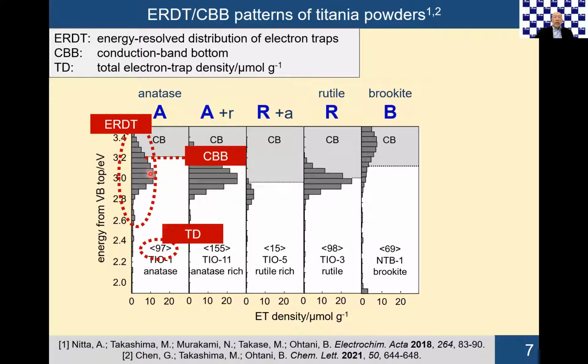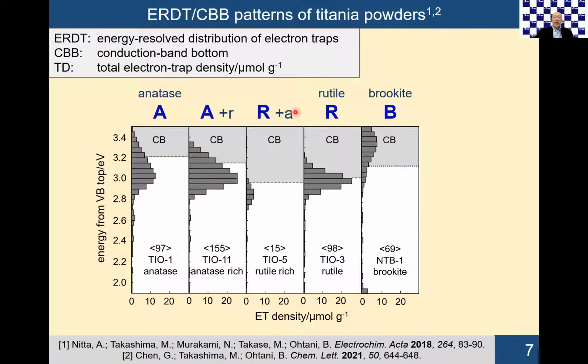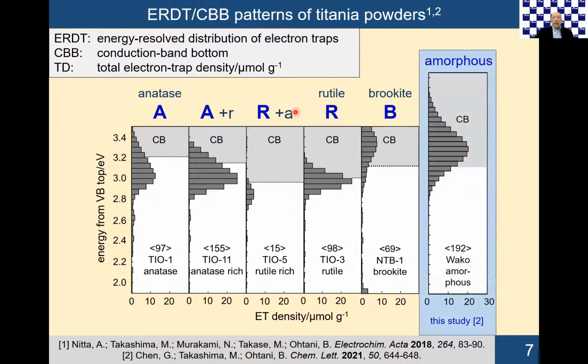The ERDT pattern, the CBB and the total density depend strongly on each sample, but it seems that the ERDT and the CBB position depend on the bulk crystalline structure. The important point is the amorphous. Previously we obtained a commercial amorphous titania, and this also gives a similar ERDT and CBB pattern. So not only crystalline but also amorphous phases are detected.